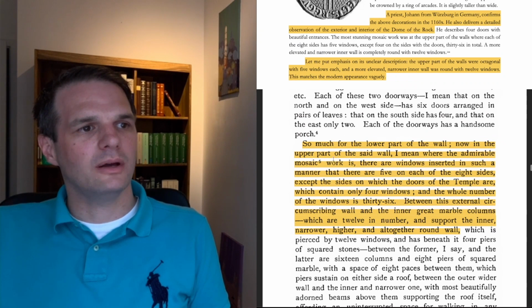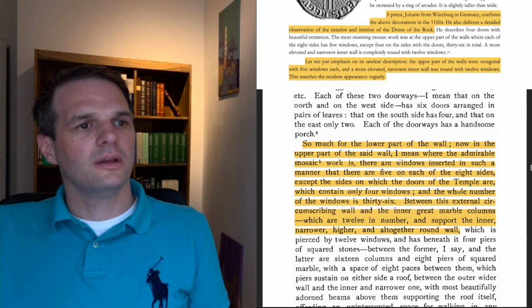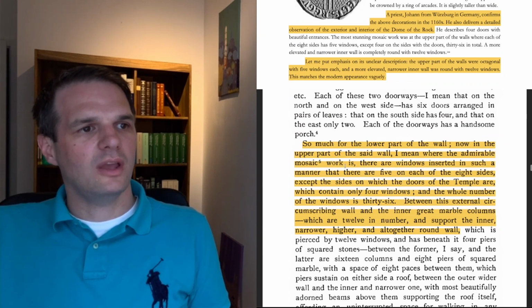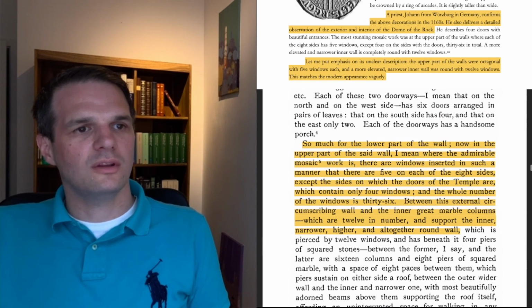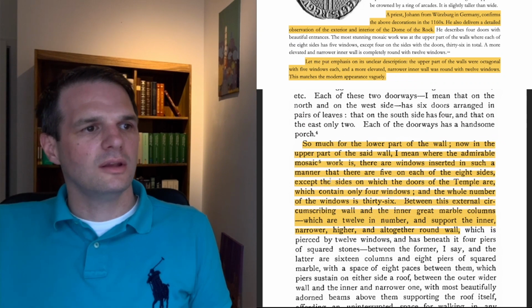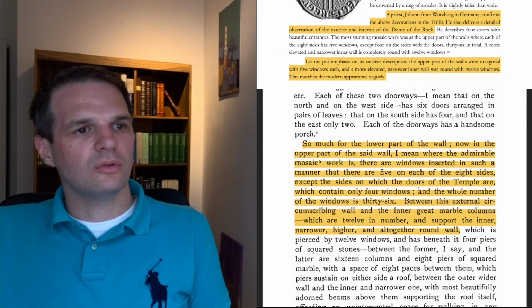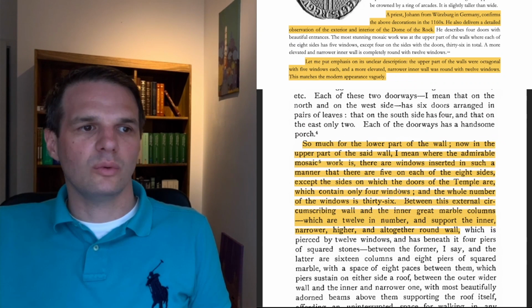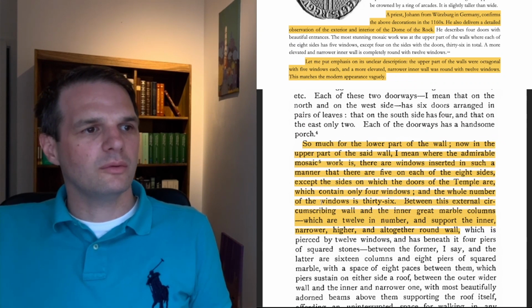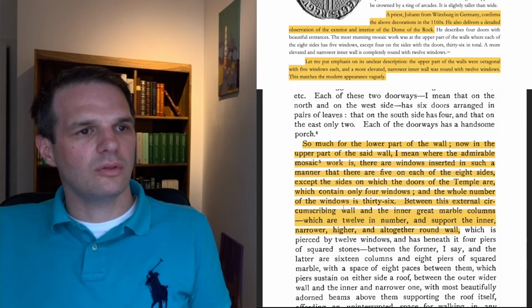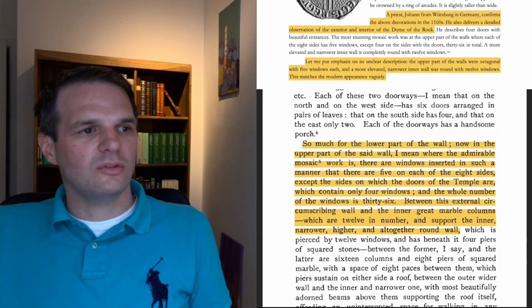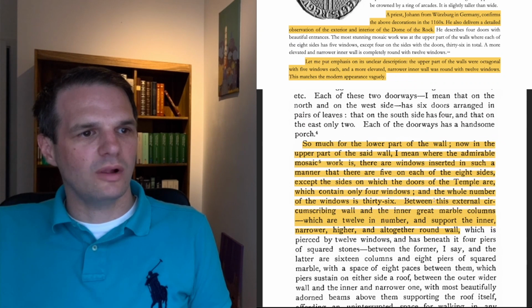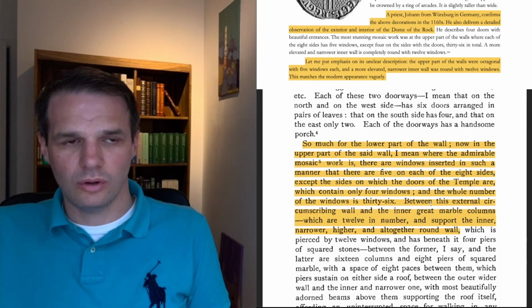"So much for the lower part of the wall. Now in the upper part of it, of the said wall, I mean where the admirable mosaic work is, there are windows inserted in such a manner that there are 5 on each of the 8 sides, except the sides on which the doors of the temple are, which contain only 4 windows. On the whole the number of the windows is 36. Between this external circumscribing wall and the inner great marble columns, which are 12 in number and support the inner narrower, higher and altogether round wall."